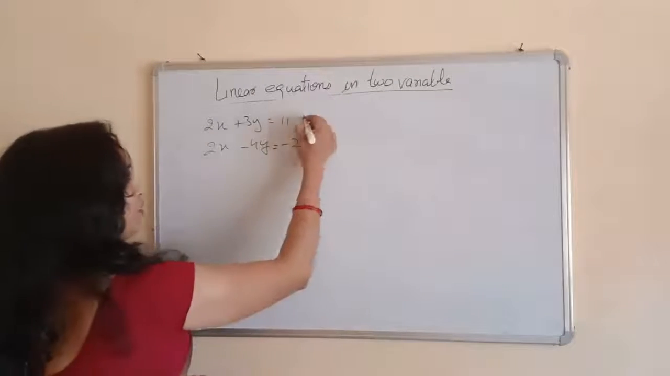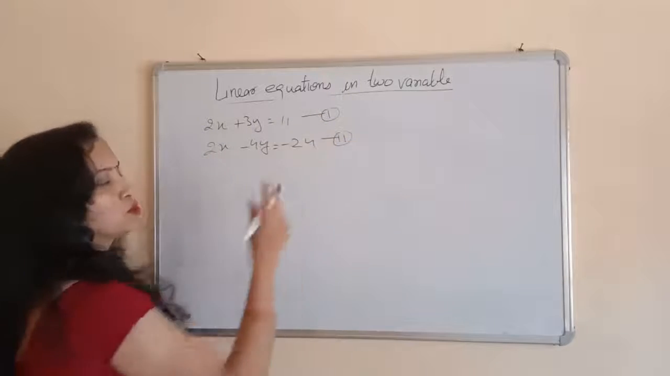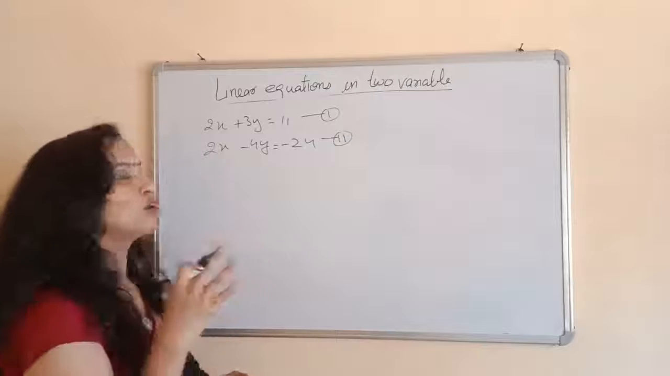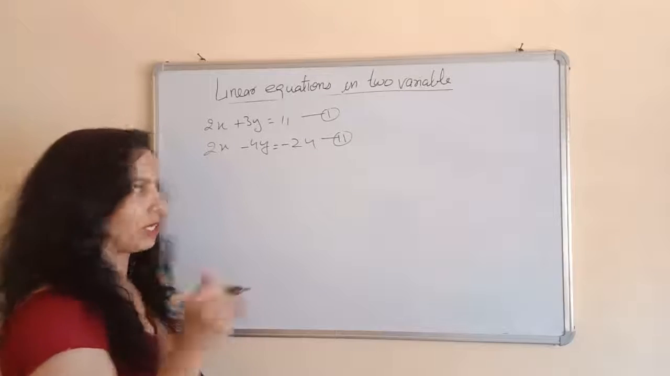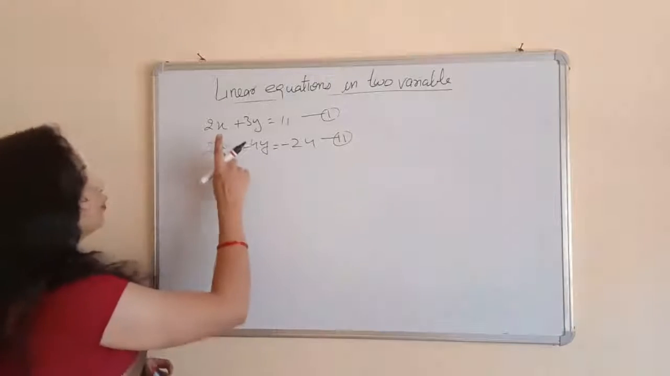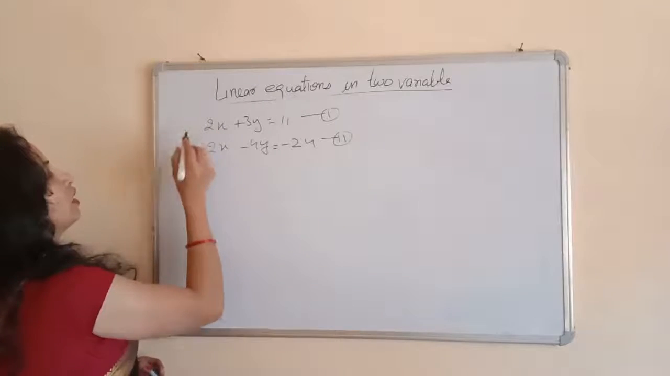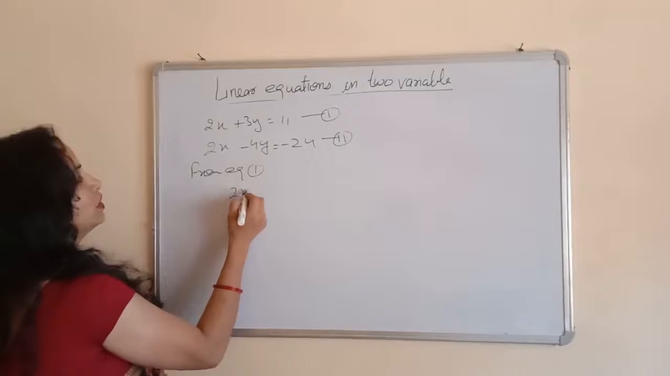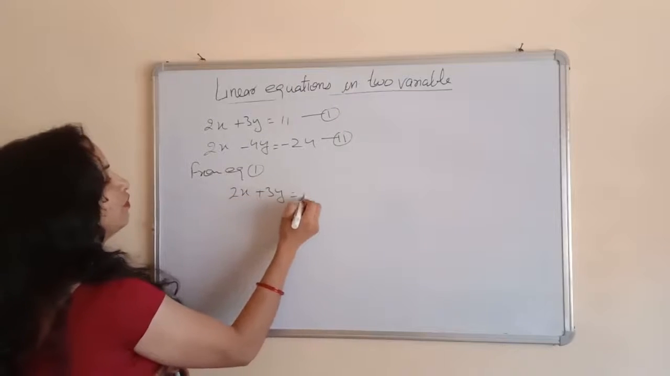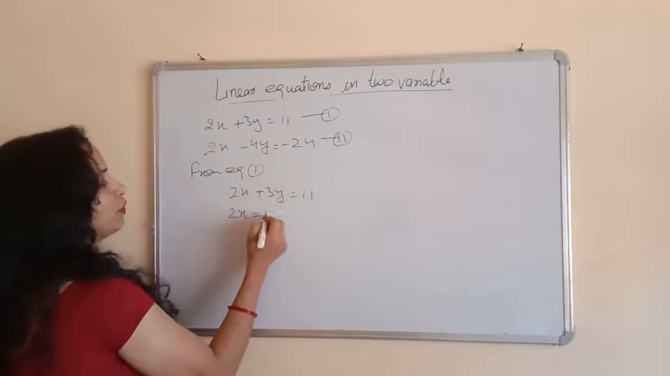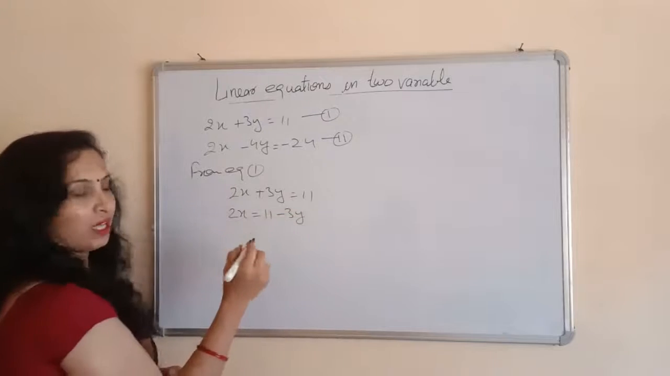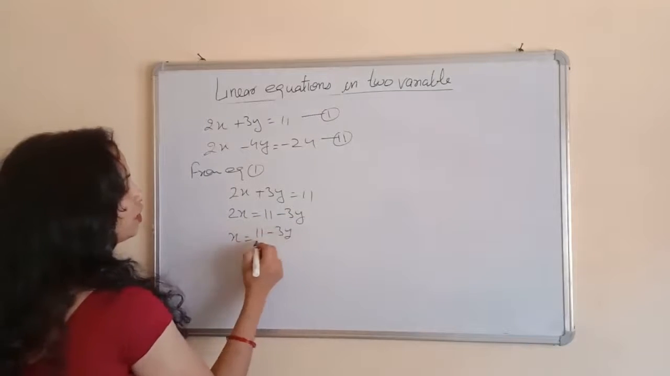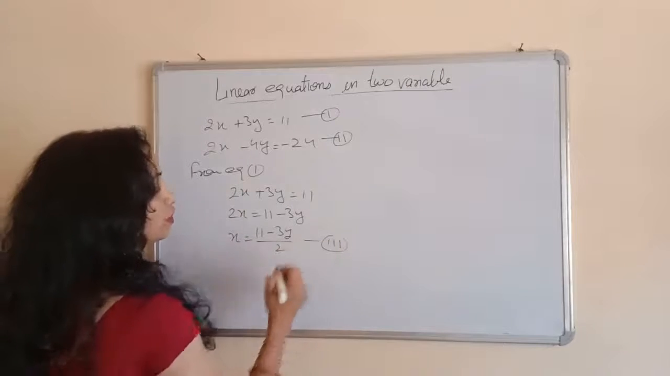So in the substitution method we know that, for solving the equations, first we will find the value of either x or y from one of the equations, either 1 or 2. So I am going to find out the value of x from equation 1. You can write from equation 1, this is 2x plus 3y is equal to 11. So 2x will be equal to 11 minus 3y, and 2 will be there in the denominator. 11 minus 3y upon 2. This is equation third.